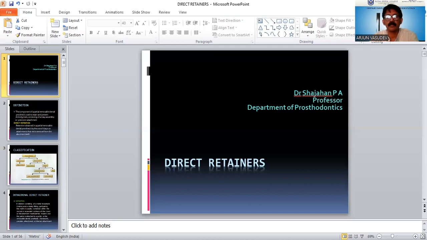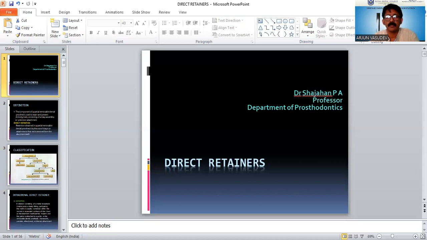It consists of a male and a female component. The female part is called the matrix. It's a receptacle placed in the abutment tooth intracoronally. The male part is otherwise known as the patrix, as I already mentioned. It's an insert which is processed into the denture. So you get two components in the intracoronal attachment: one is the female part and the other a male part. The female part is known as the matrix and the male portion is known as the patrix.